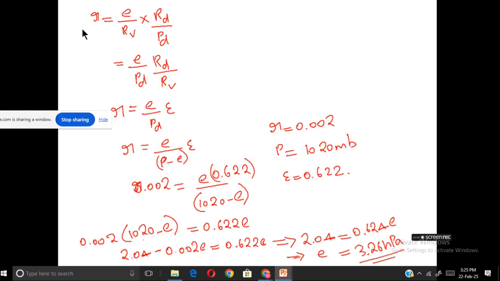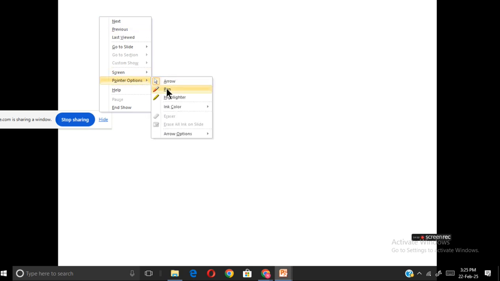Now we learned a new term, which is known as the mixing ratio, right? Mixing ratio is given by the mass of water vapor to the mass of dry air. Now let's try to solve another question. The answer to the previous question is 3.26 hectopascal. The value of vapor pressure is 3.26 hectopascal. Now the next question.